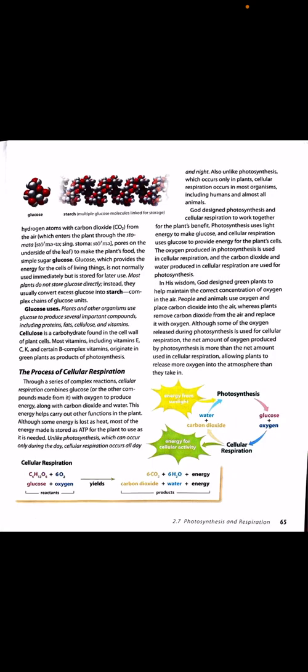The process of cellular respiration. Through a series of complex reactions, cellular respiration combines glucose or the other compounds made from it with oxygen to produce energy along with carbon dioxide and water. This energy helps carry out other functions in the plant. Although some energy is lost as heat, most of the energy made is stored as ATP for the plant to use as it is needed.